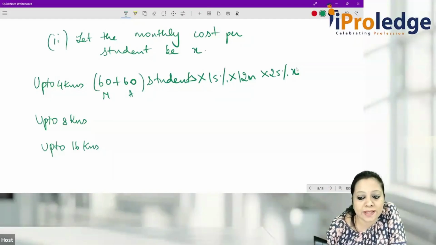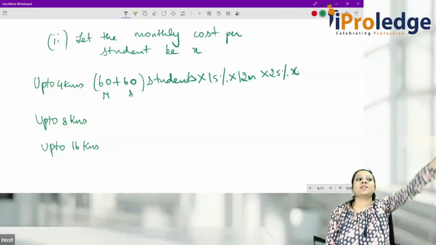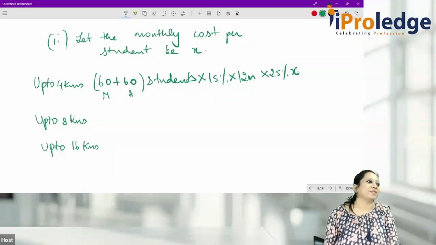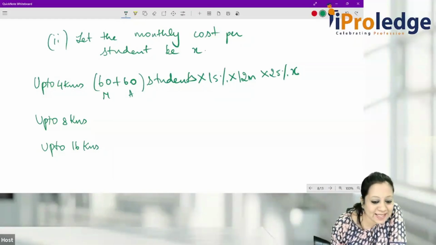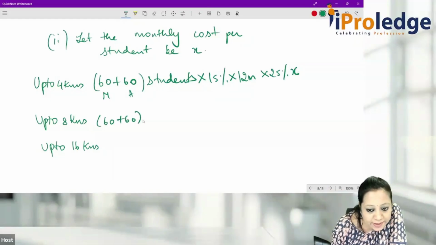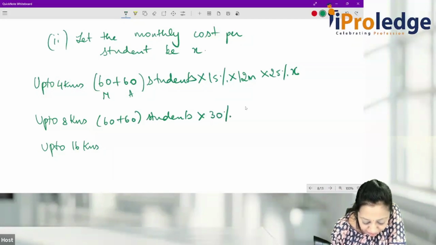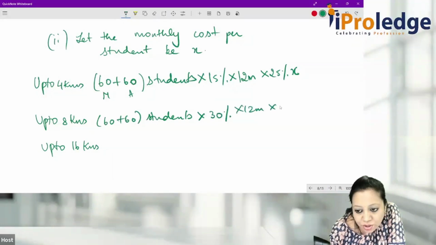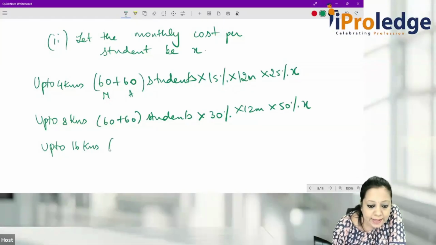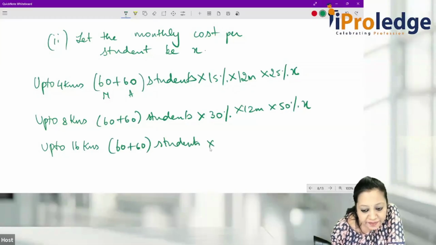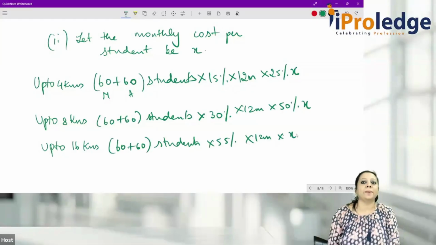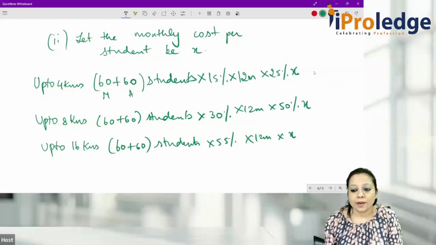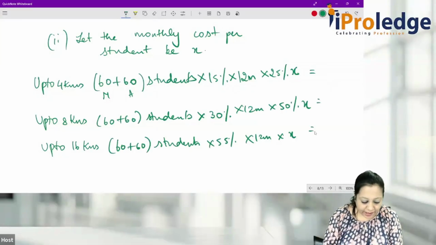Now coming to 25 percentage of X, because the full cost is X. 25 percentage of X for the first category. Same way for the next category. 60 plus 60 students, morning and afternoon. How many students are using it? 30% of the students into 12 months into 50 percentage of X. 60 plus 60 students into 55 percentage into 12 months into X. This is 100% of X. Last one. So like that, we will find out.